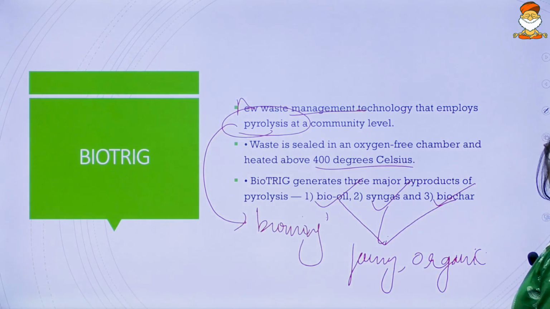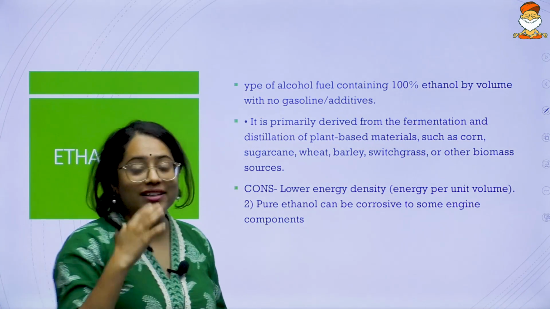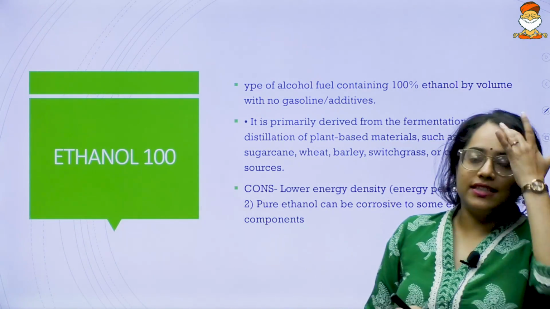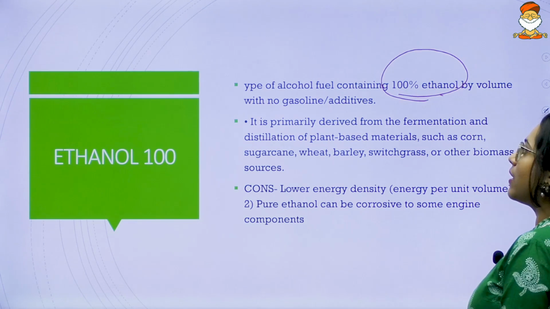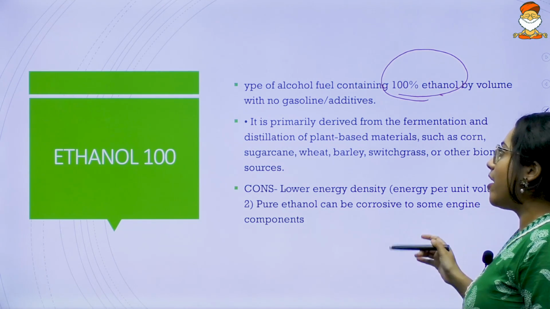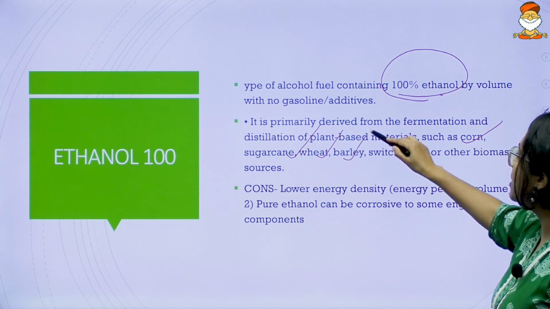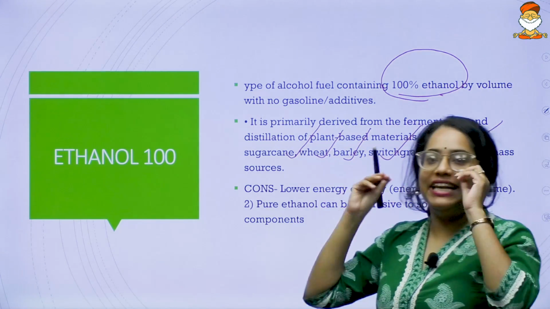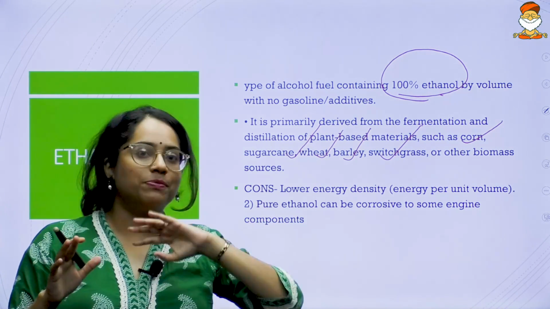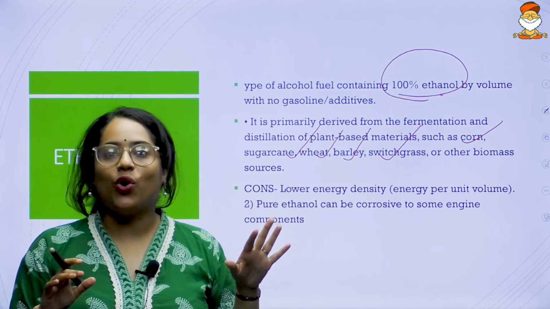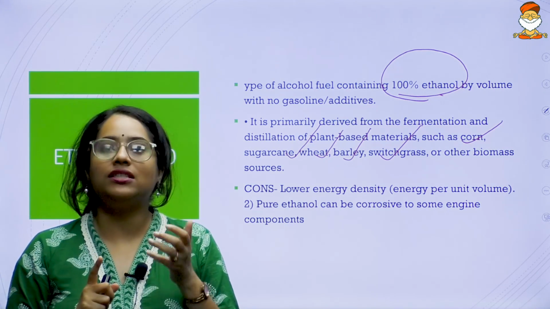The next thing that we have to discuss is ethanol 100. So ethanol 100 is a type of alcohol fuel containing 100% ethanol by volume. So it's primarily derived from plant-based materials like corn, sugarcane, wheat, barley, switchgrass. Keep the names of these plants and things in mind, because previously UPSC has asked about all of these things. So there is corn, sugarcane, wheat, barley, switchgrass.